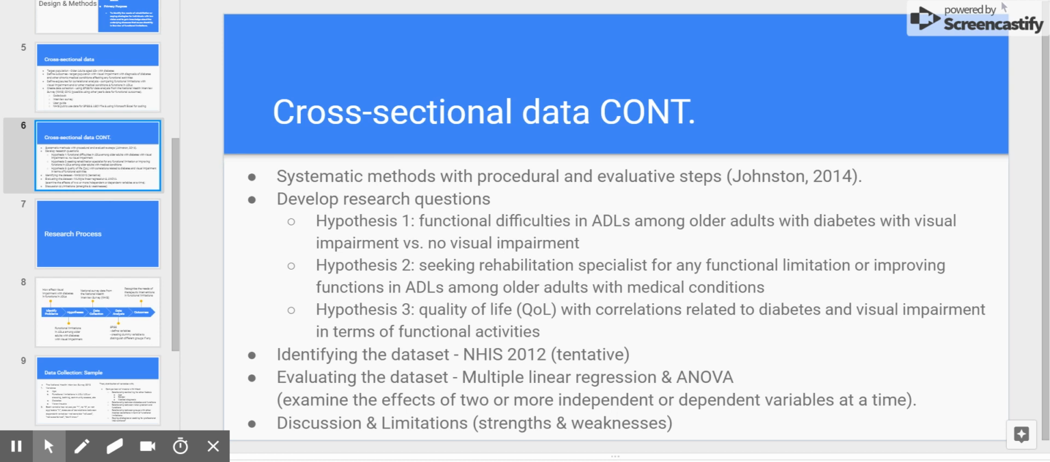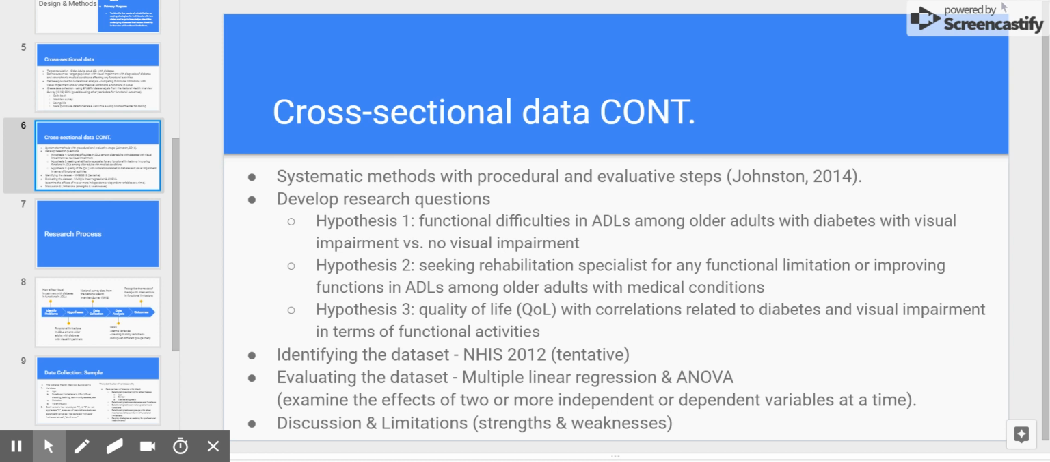The reason I put the tentative is because it's a possible another data set I found, but I have to find out how can I organize the data, and I have to evaluate the data set, probably linear regression, and definitely ANOVA, using what's the relations between functional conditions with diabetes, and if the person with the visual impairment, then what is the problem actually?